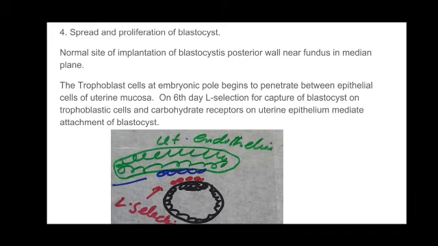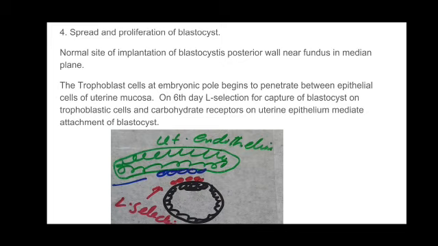Trophoblast cells at the embryonic pole begin to penetrate between the epithelial cells of the uterine mucosa, in which they make a space.